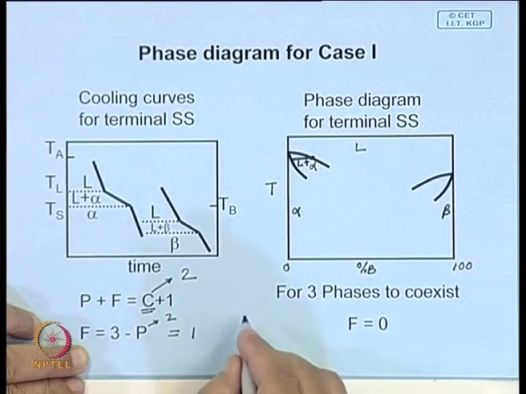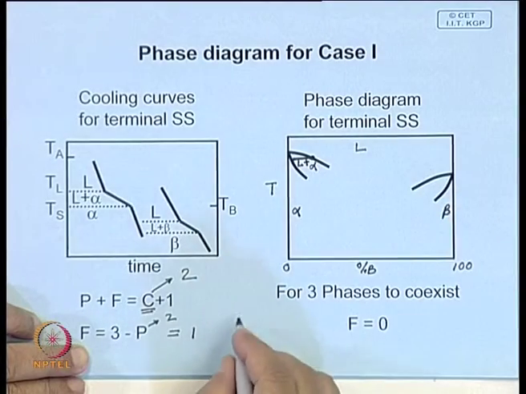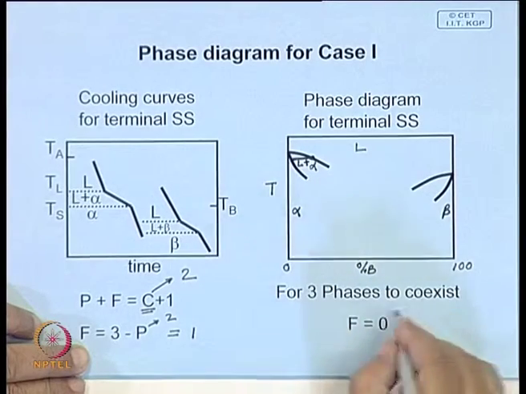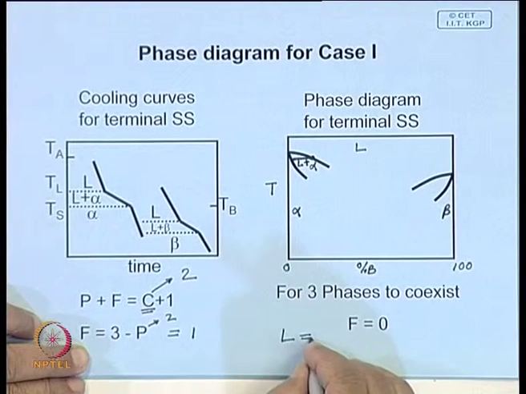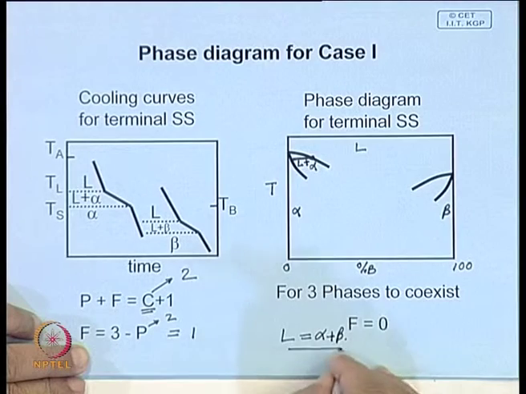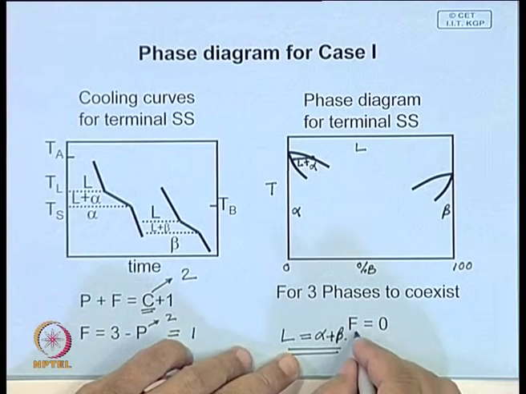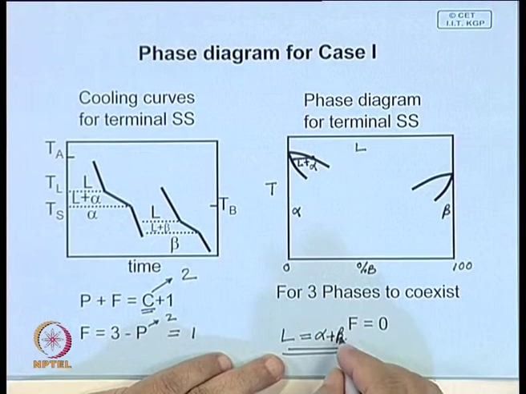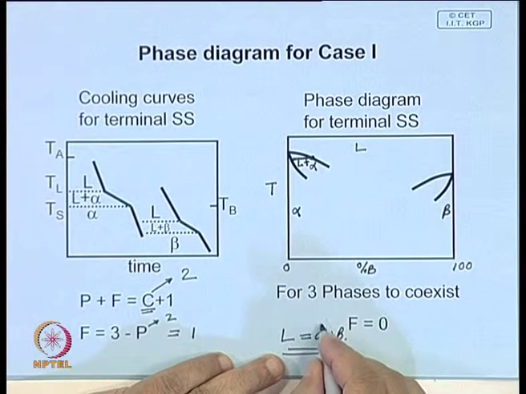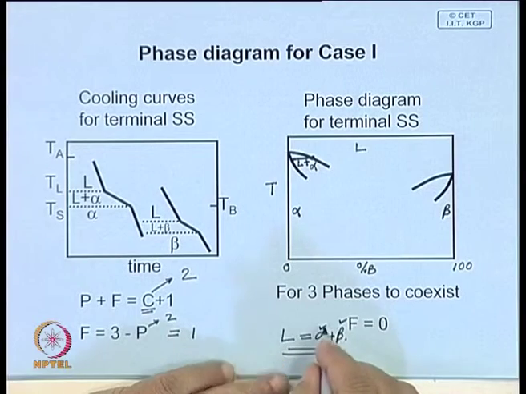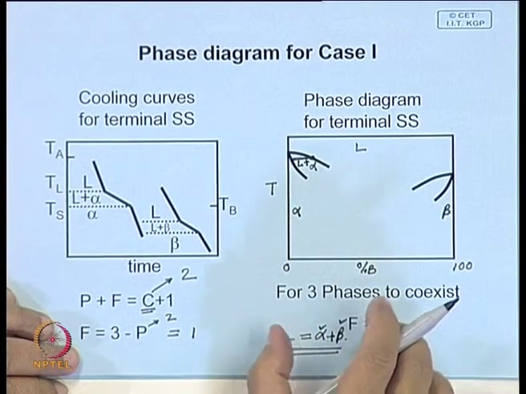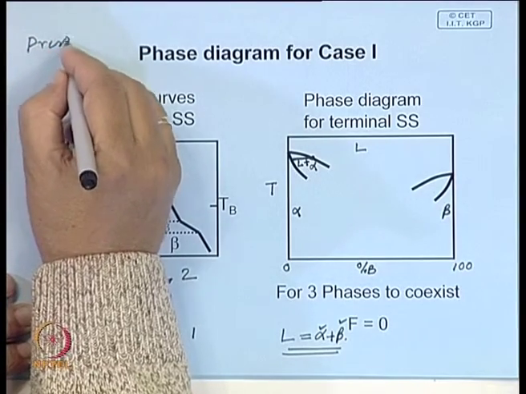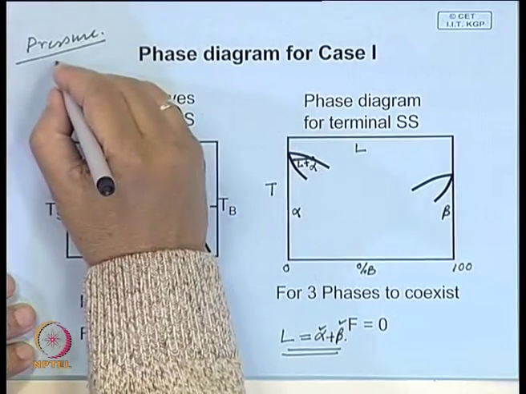Now, what happens if there is some alloy where it is possible that 3 phases can coexist? That means liquid is in equilibrium with alpha and beta. Then the degree of freedom is 0. So, this means 3 phases can coexist at a definite temperature and a definite composition of alpha and beta. You do not have any degree of freedom; the only variable is pressure, because when we talk about this phase diagram, we assume that pressure is constant, 1 atmosphere.